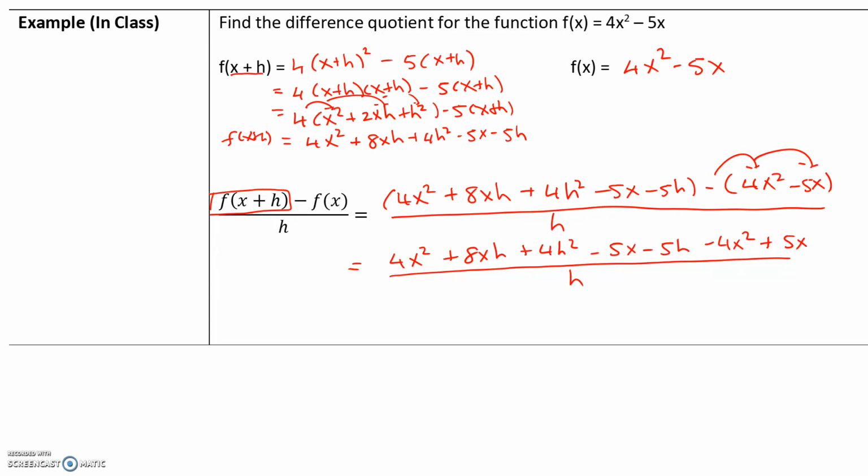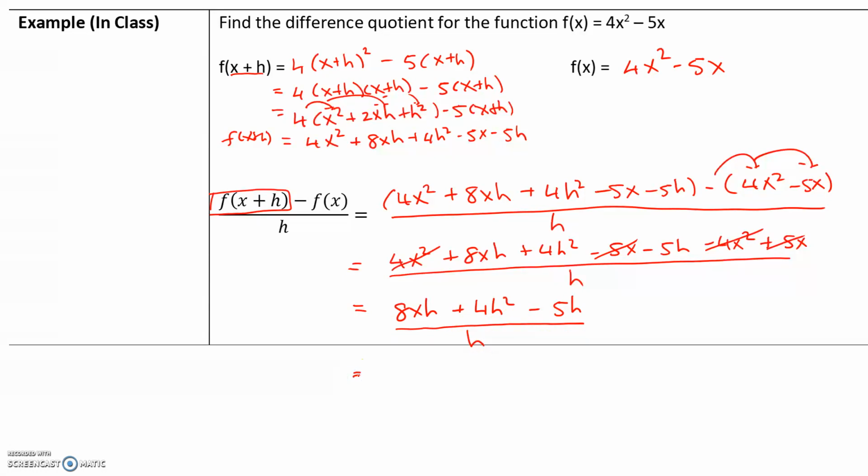Now let's combine our like terms. We have a 4x squared and a negative 4x squared. We have a negative 5x and a positive 5x. So in general, any term that does not contain an h is going to get canceled out. It's going to add to 0. So let's look at what's left over. So we're going to have 8xh plus 4h squared minus 5h. So only the terms that contain the h are going to be left over at the end. That's a general rule to remember. And we're going to divide this all by h.